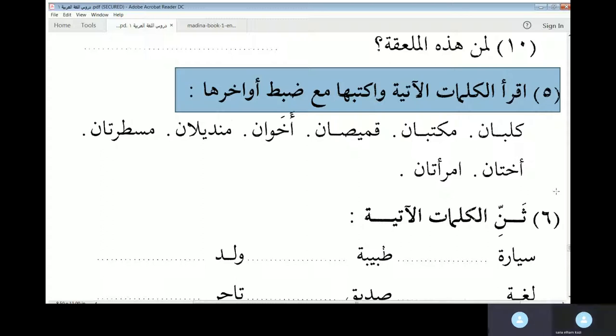Ikral kalimati al-atiyata. Okay. وَقْتُبْهَا مَا زَبْتِ وَأَوَاخِرِهَا. Read the following kalimat words or nouns. Okay. وَقْتُبْهَا and write مَا زَبْتِ. And write them. Write them, okay. Ma'azabti awakhiriha. With correct endings, okay.